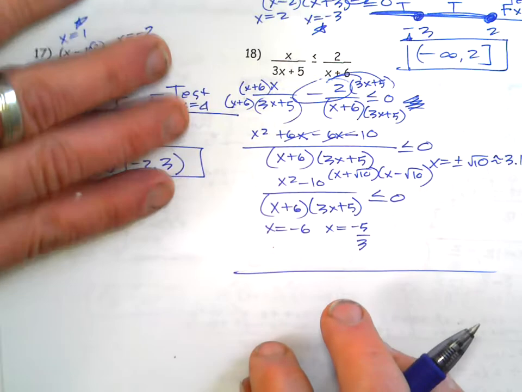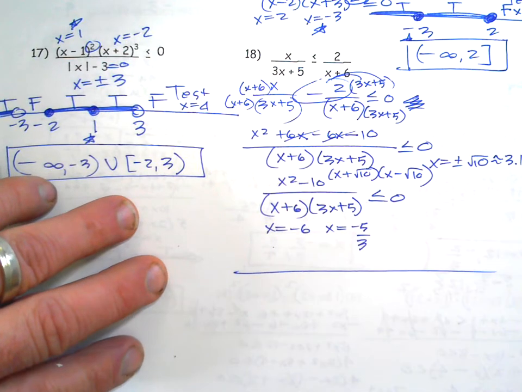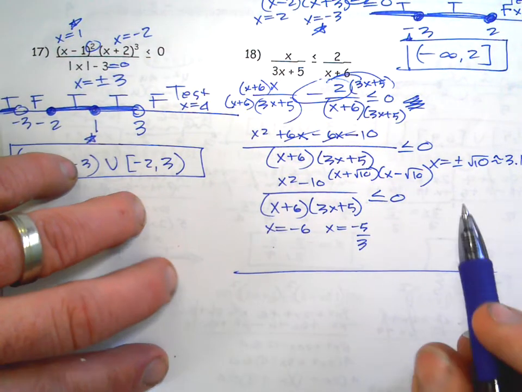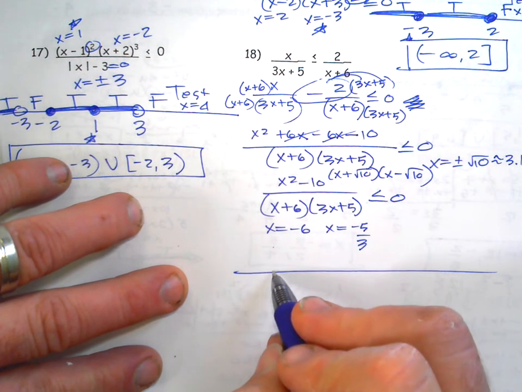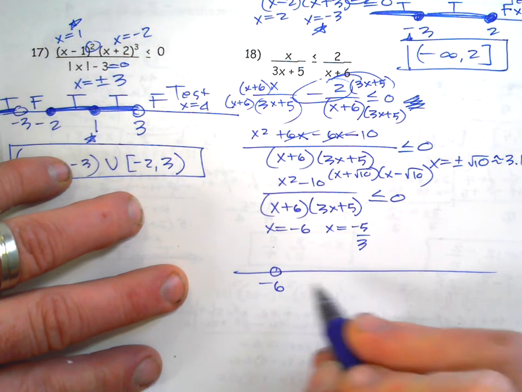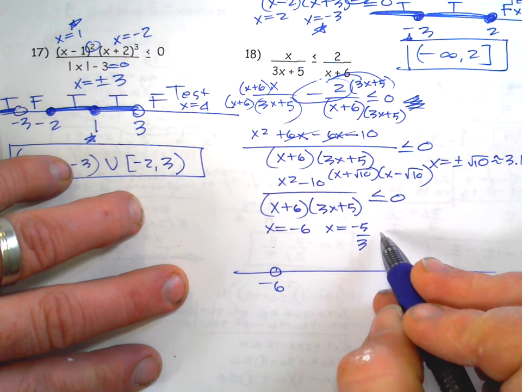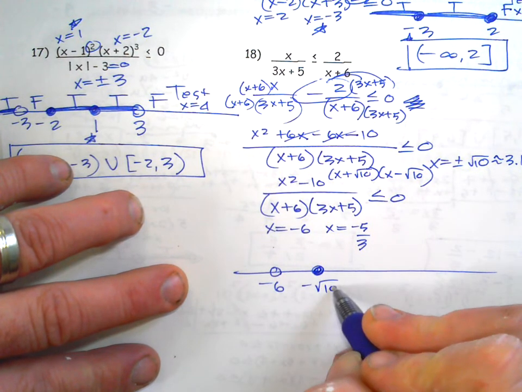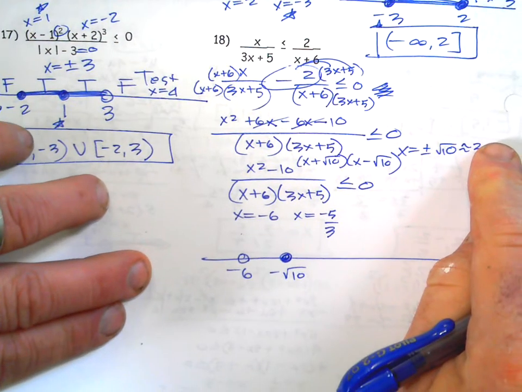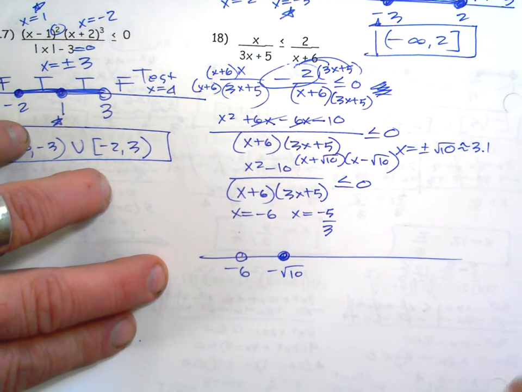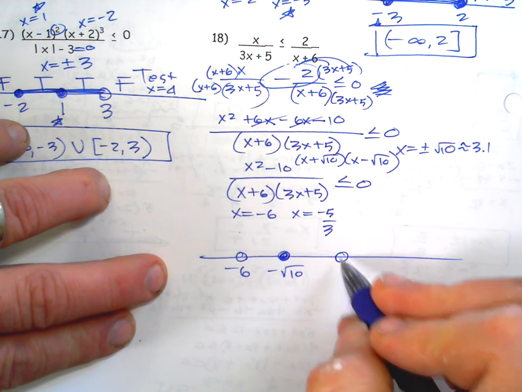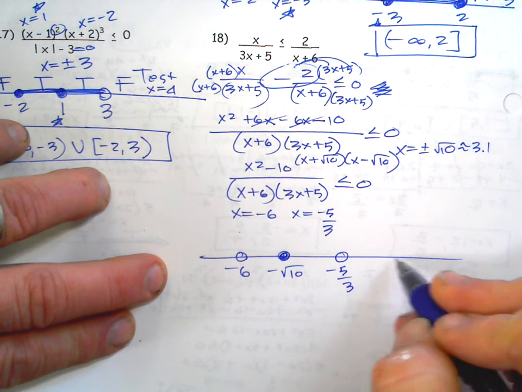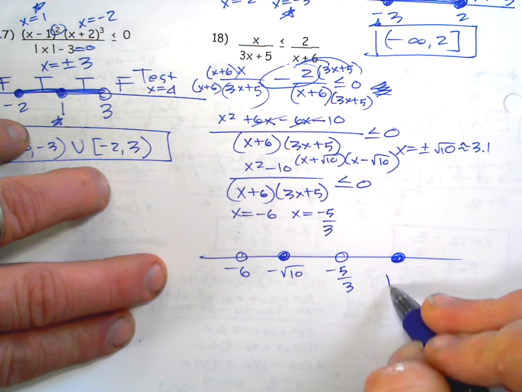Anything from top's going to be solid this time. Bottom's going to be open. We don't have anything to even power, so negative 6 is the furthest to the left. Negative root 10. I don't want that decimal in any answers. That's just for you to figure out where to put it on your number line. Next one's going to be negative 5/3. Next one's going to be positive square root of 10.